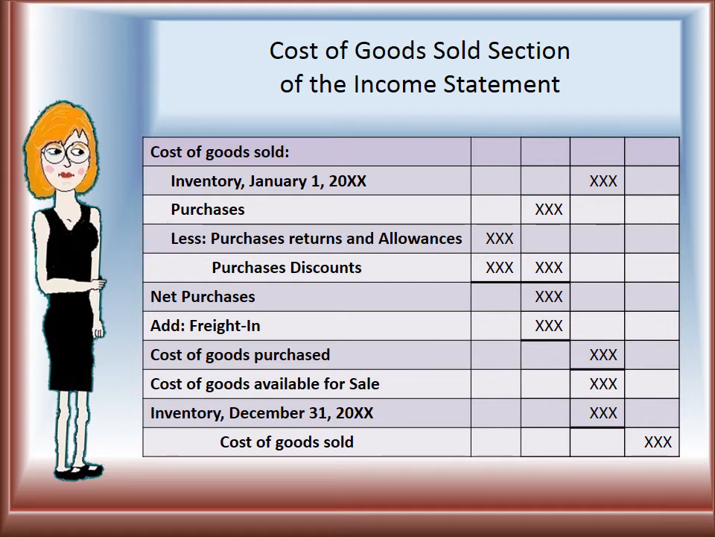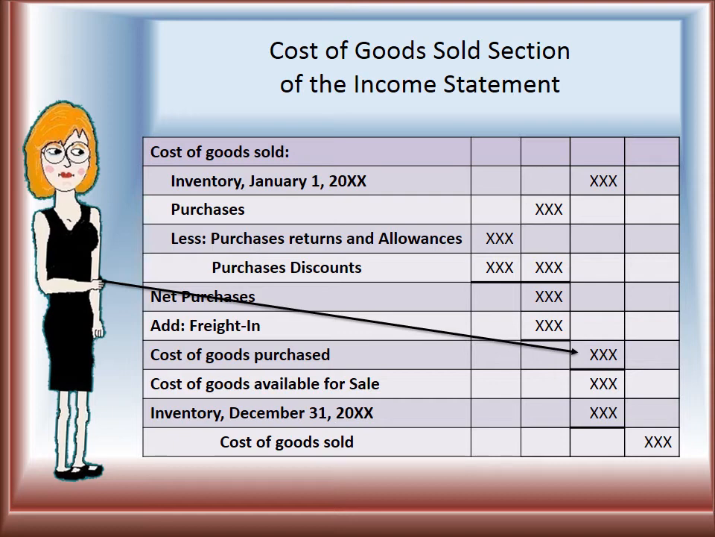Next we put purchases, purchase returns and allowances, and purchase discounts. Note that we pulled purchases over one column, and then for purchase returns and allowances and purchase discounts we pulled them over again. And we will subtract our purchase returns and allowances and purchase discounts from purchases to get our net purchases. We'll add the freight in. That's the freight that we are charged when merchandise is coming into the store. And that will give us the cost of goods purchased right here.